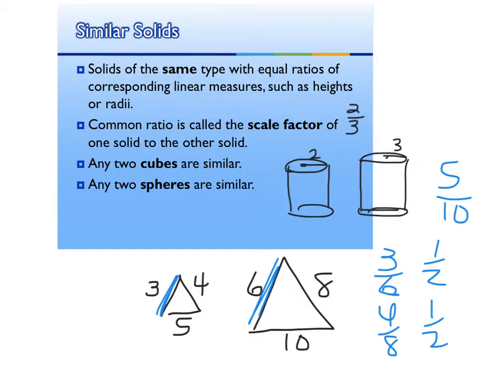Now, when you're doing the homework tonight, that's what you're going to be doing. You're going to match up the sides and you're going to make sure that they all simplify to the same ratio. If they don't, then you're going to say that the solids are not similar. Okay, so again, remember any two cubes are similar and any two spheres are similar. Let's go to the next slide.